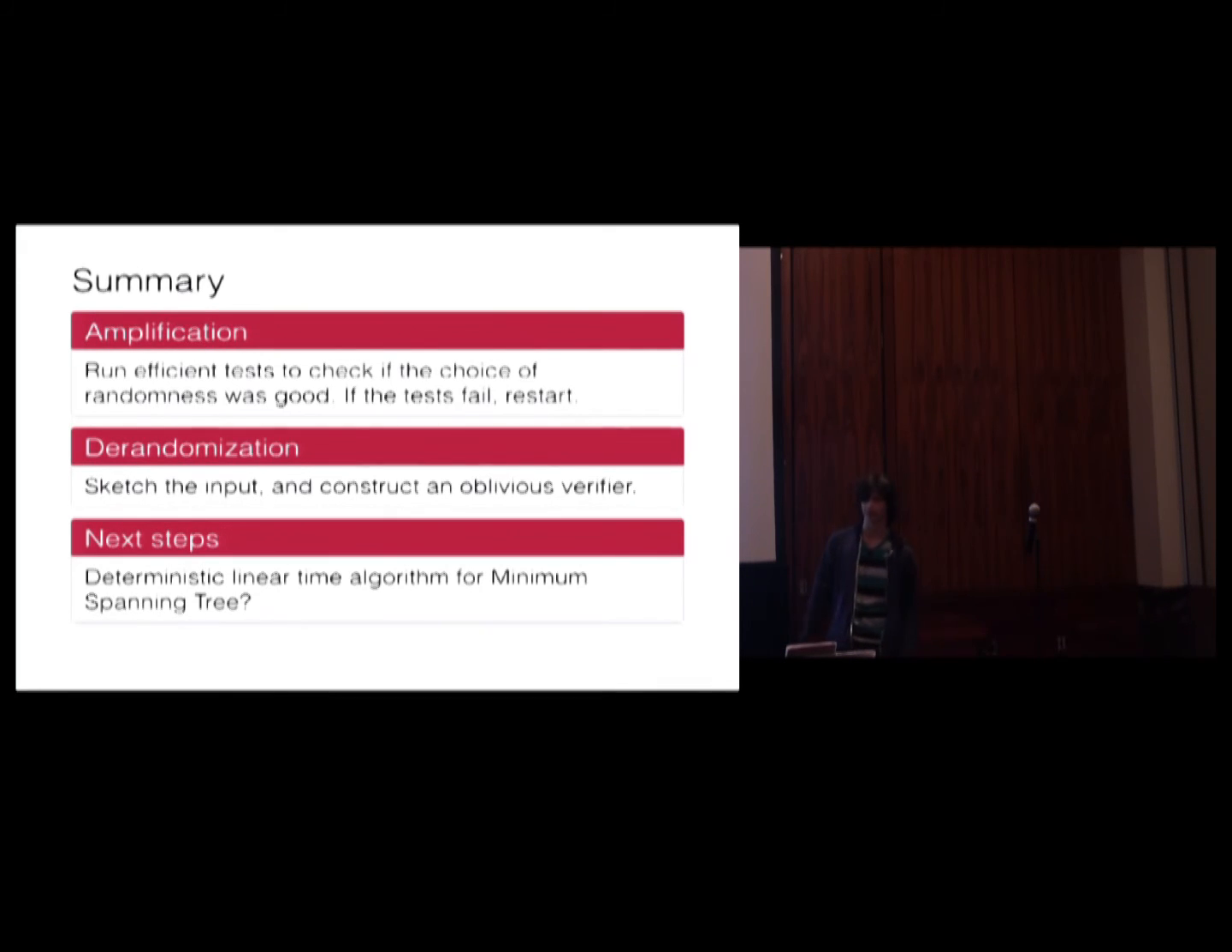In addition, for minimum spanning tree, a non-uniform algorithm would imply a uniform algorithm. So pretty much, if someone would construct an oblivious verifier and a sketch for minimum spanning tree, then that would resolve that problem. All right, cool, thanks.